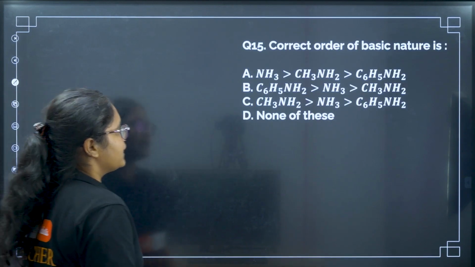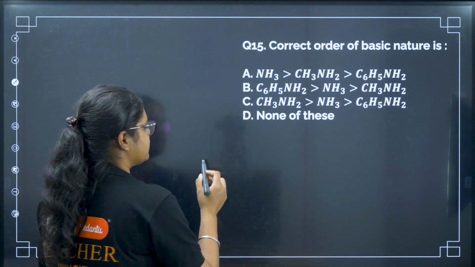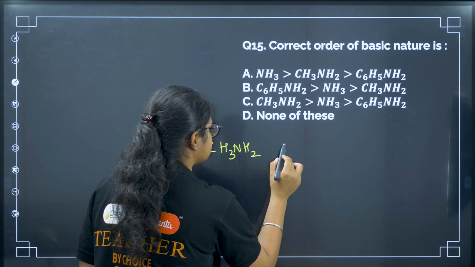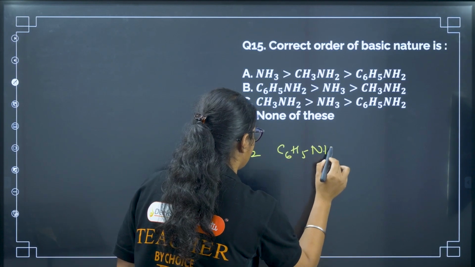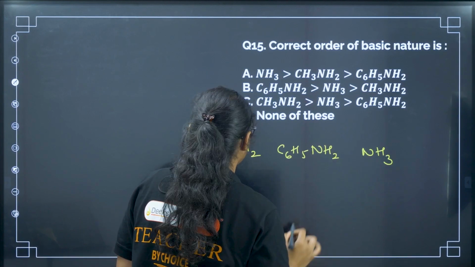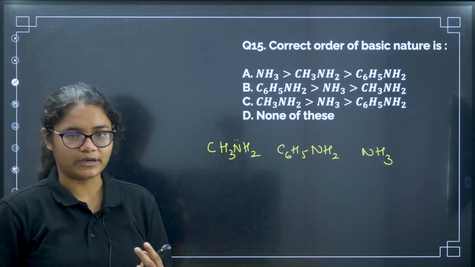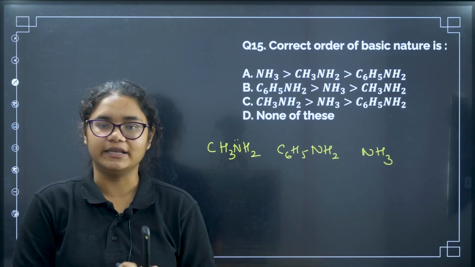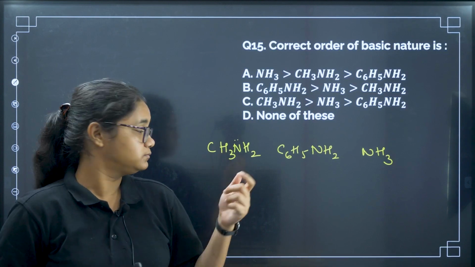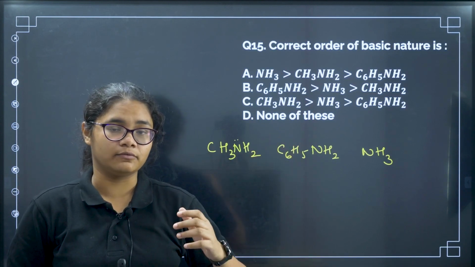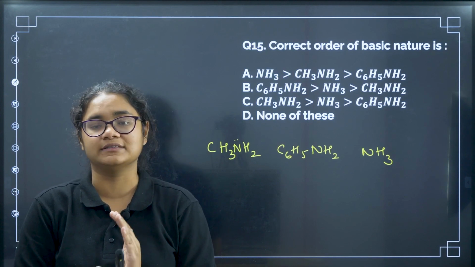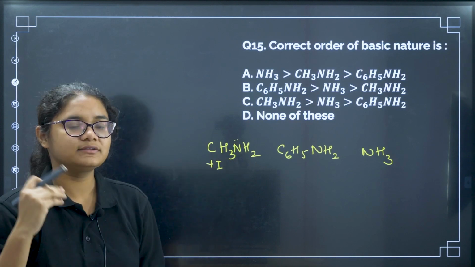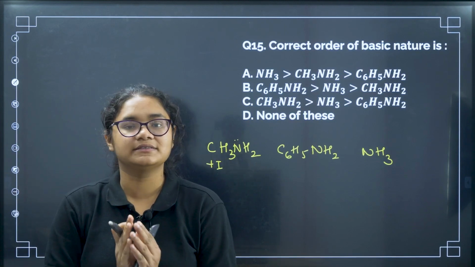Okay, next, the correct order of basic nature is. Again, basicity, we have a lot of questions. The compounds given are CH3NH2, C6H5NH2 and NH3. Now if you see, NH2 has a lone pair which has to be donated. So if any group is there which can increase the electron density, then the basicity will increase, and if any group is there which can withdraw electron density and reduce the electron density on the nitrogen, then basicity will decrease. Now you see the CH3 group, it has a plus I effect. It will donate electrons to the nitrogen, so the electron density on nitrogen will increase, so basicity will increase.